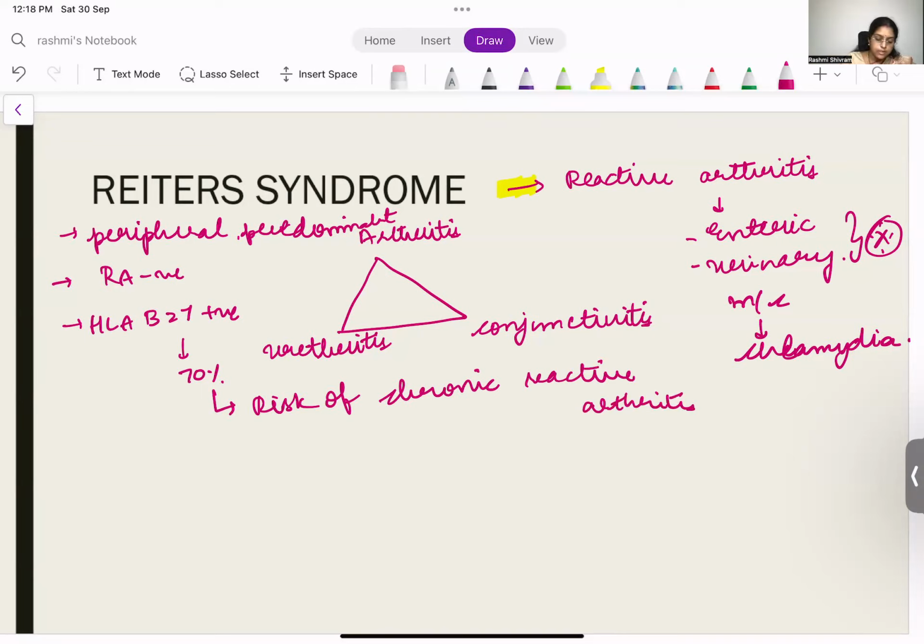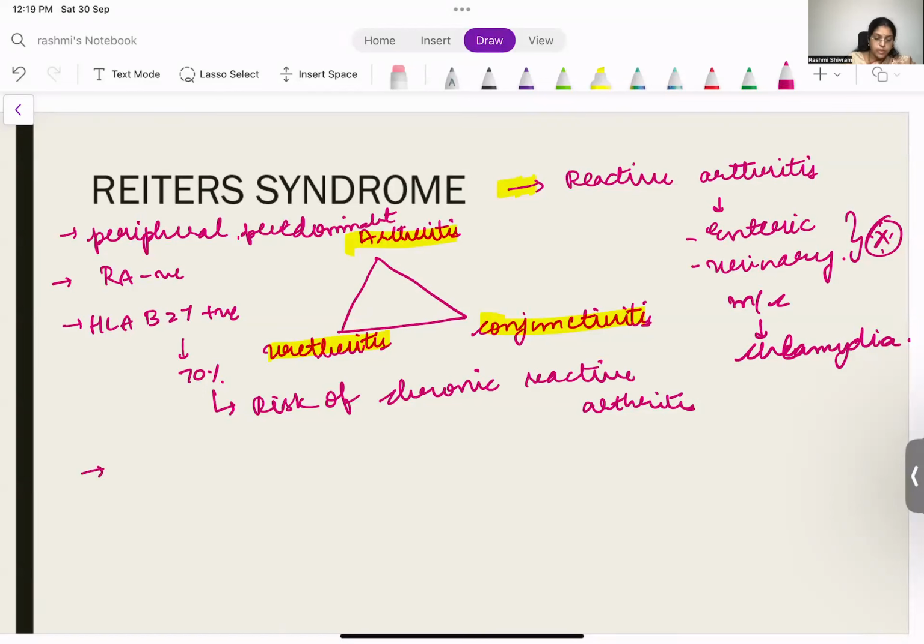So what is the triad? We have to recollect once again. It is the triad of arthritis, urethritis, and conjunctivitis. Reactive arthritis is most commonly caused by an enteric or urinary infection. It is seronegative, so RA factor is negative. HLA-B27 is positive because it's a spondyloarthropathy, in around 70% of patients. If the patient is HLA-B27 positive and develops a reactive arthritis, there is an increased risk of growing into chronic reactive arthritis.